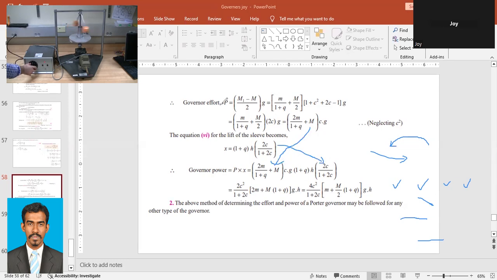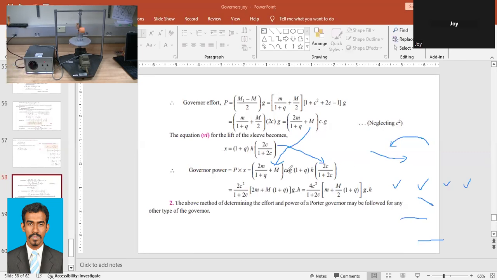So here is the governor effort P, that is 2m upon 1 plus q plus m into cg, into x, that is (1 plus q) h into 2c upon 1 plus 2c. So if alpha is not equal to beta, then this is the power of the governor. All right. This is a big equation, so we can solve it.